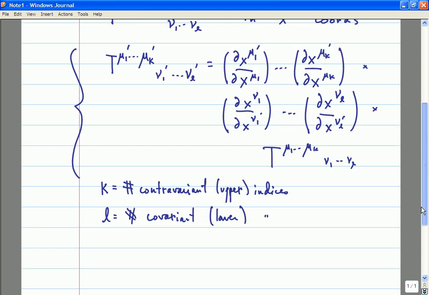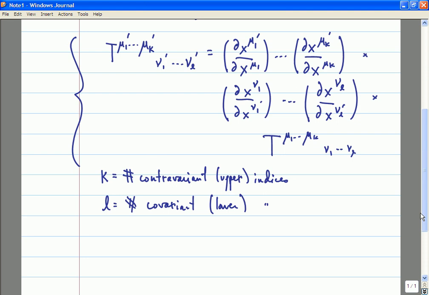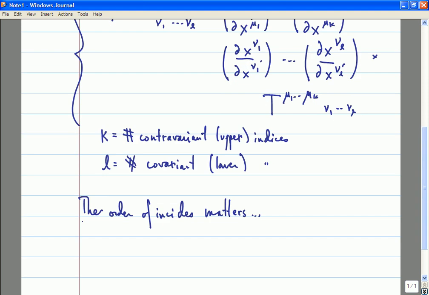Now, I should emphasize, as was already asked, that the order and placement of indices matters. And in particular, it could matter a great deal. So, for example, we could define a 1, 1 tensor with one upper and one lower index. And we could define a different 1, 1 tensor with an upper and a lower index in opposite order. And those two things do not necessarily have to be equal to one another.